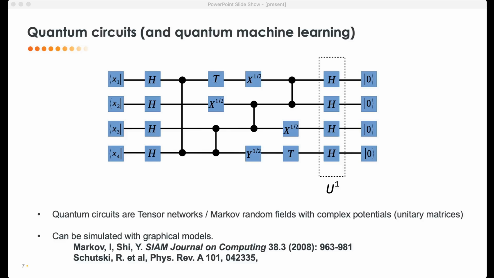Of course, they can be simulated and studied with graphical models equivalently, and I would recommend you to look up these two works below, which use graphical models to simulate quantum circuits.